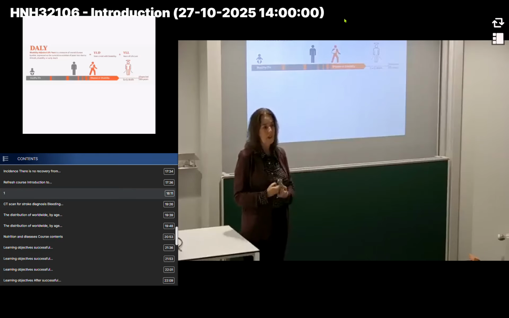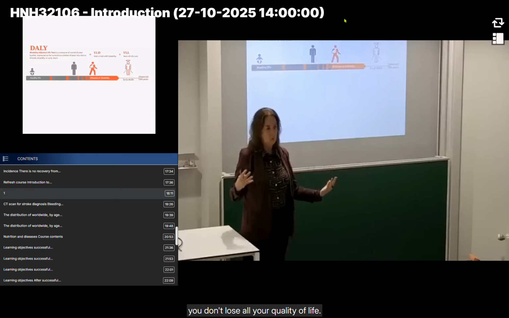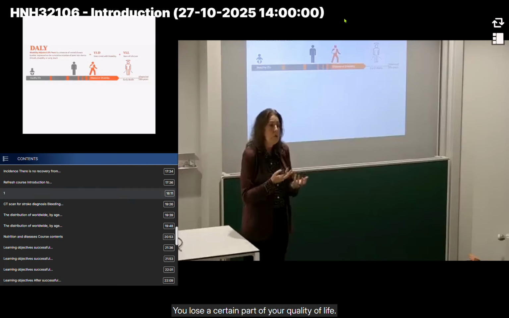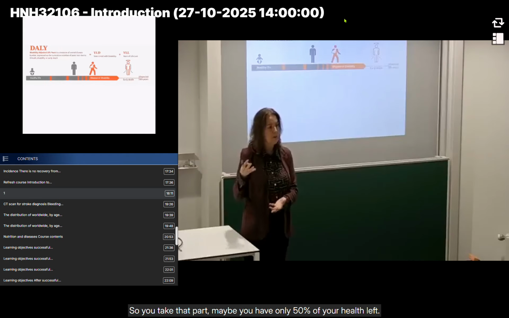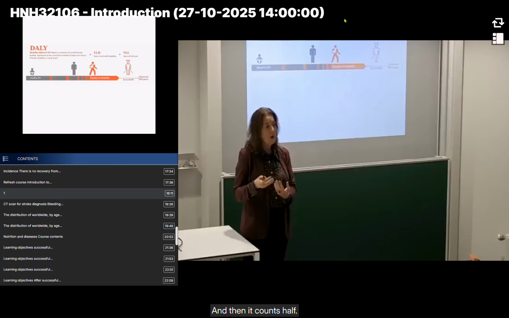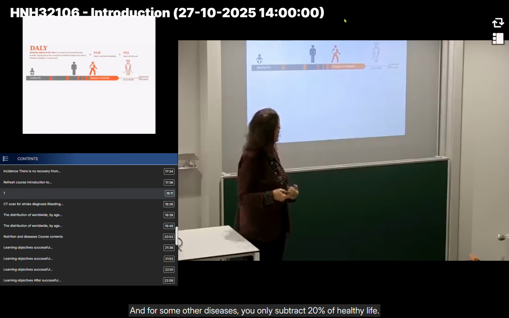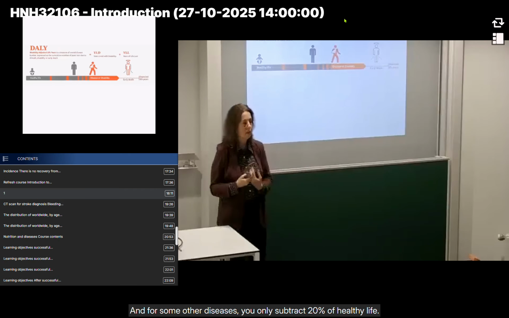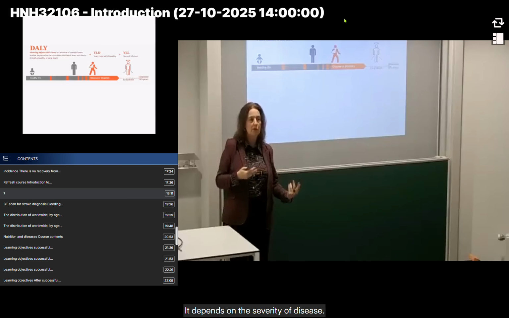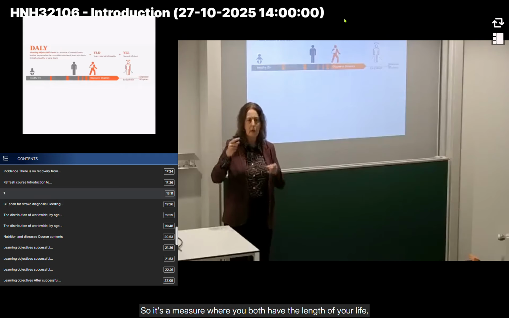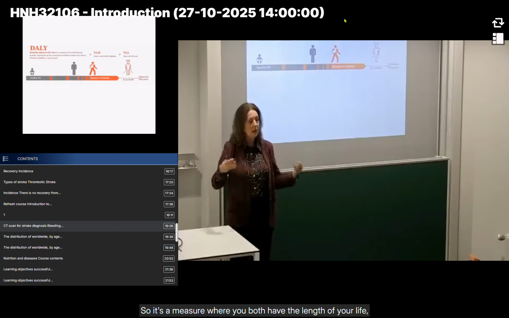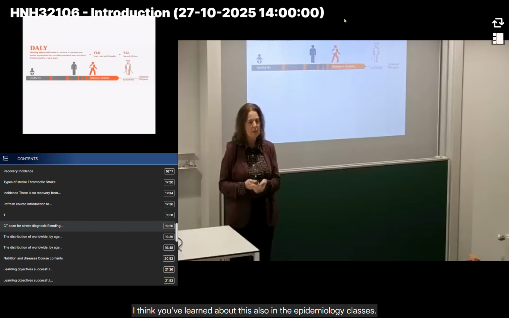Coronary heart disease, you don't lose all your quality of life. You lose a certain part of your quality of life. So you take that part, maybe you have only 50% of your health left, and then it counts half. And for some other diseases, you only subtract 20% of healthy life. It depends on the severity of disease. So it's a measure where you have both the length of your life, but also the periods with the severity of the disease. I think you've learned about this also in the epidemiology classes.